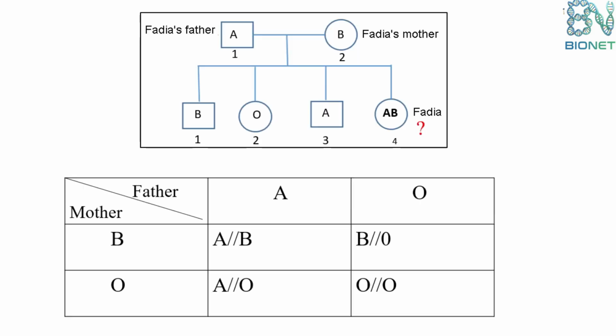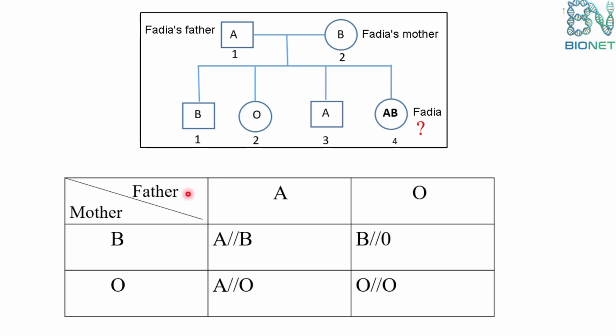Here we have the family tree. We have a couple, the father and the mother of Fadia. The father is of blood type A, the mother is of blood type B. This couple has 4 children, a male of blood type B, a female of blood type O, a male of blood type A, and Fadia whose blood type is AB. Now we are going to explain the appearance of these phenotypes in the descendants of the couple.